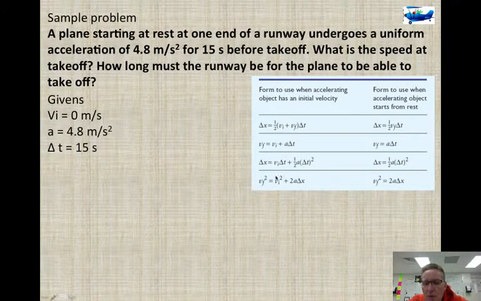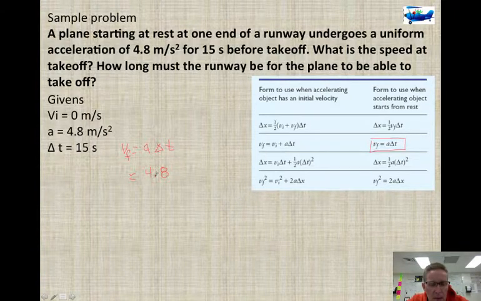As I look through these, I want to pick one that finds exactly what I need. Here I have velocity final. However, this is for when I have an initial velocity, and I didn't have one, so I can jump over to the other column, and it has the formula that I need. It's finding VF, and I have an acceleration and a time. This fits what I need to do. So I will plug numbers in where they go, and it's pretty straightforward. We're finding velocity final, and we have an acceleration of 4.8.